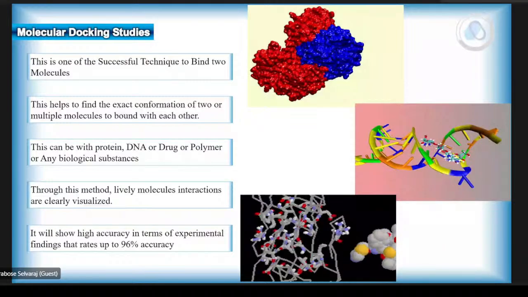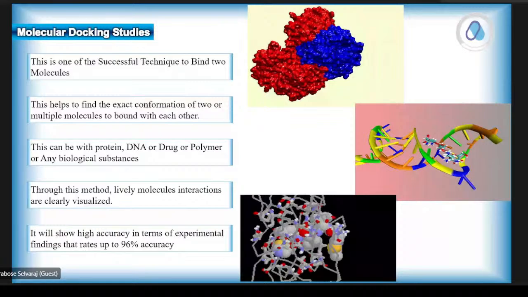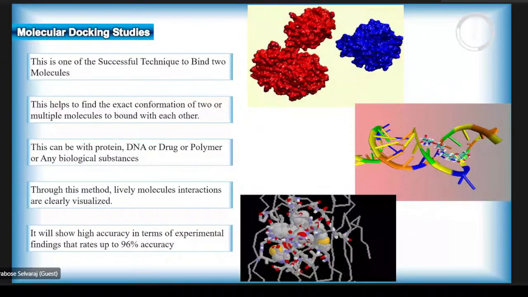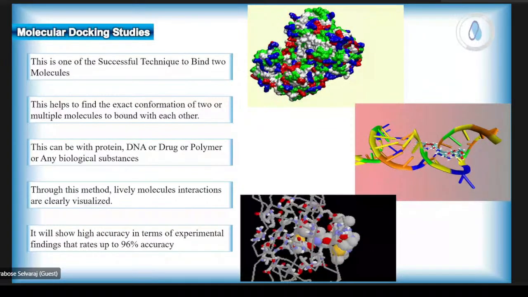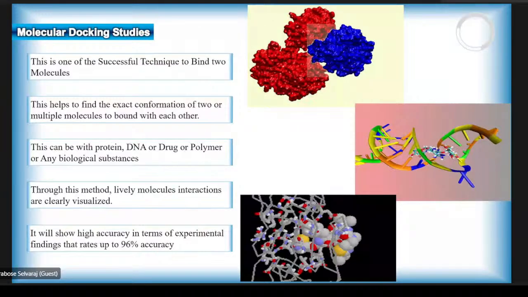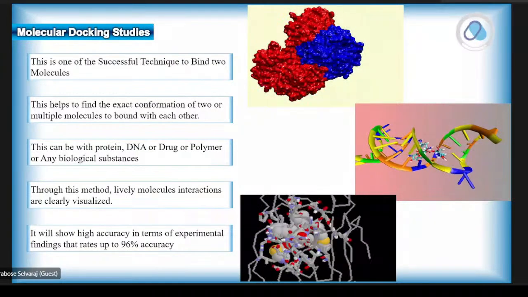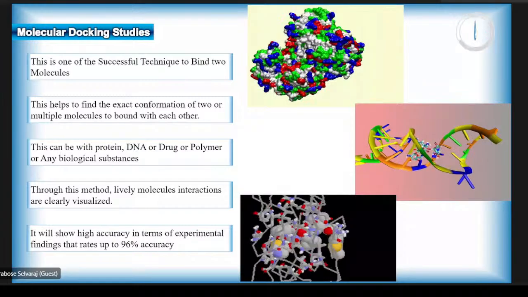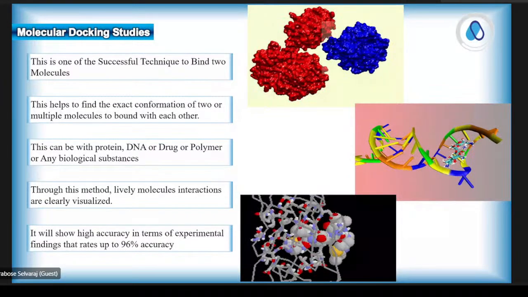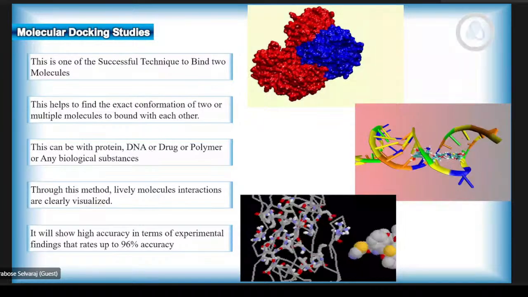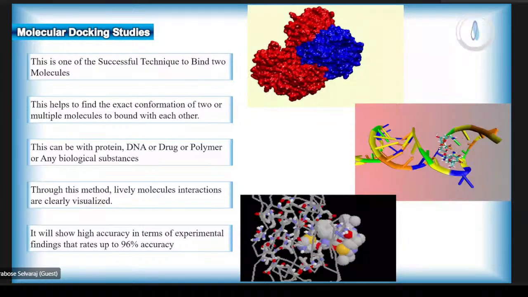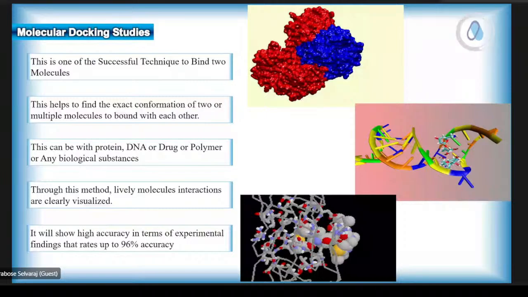The final one is the most common, protein-ligand interaction. We will find a drug which can go and bind to the active site of the protein, and how the conformation shifts from the initial to the final binding. So this is protein-ligand docking. This is the main thing, and molecular docking is the most successful technique, because as I told, there are billions of drugs available in the market, and there are so many databases.